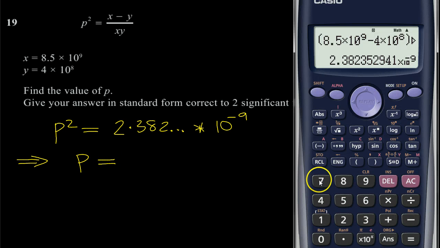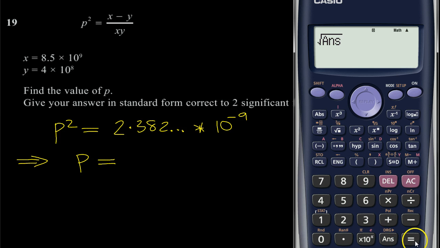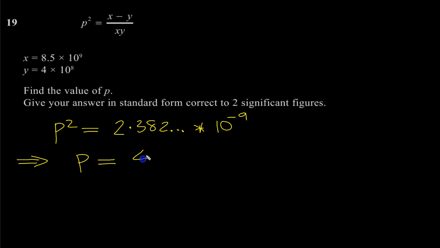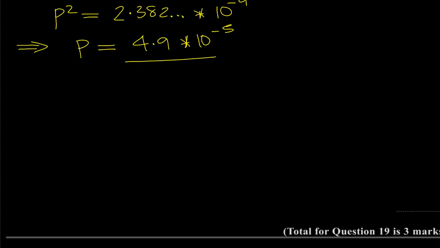So let's do that. So there's the answer. So square root of the answer then equals 4.88, to two significant figures is 4.9, isn't it? Times 10 to the minus 5. 4.9 times 10 to the minus 5. So there's our value of p to two significant figures. 4.9 multiplied by 10 to the minus 5.